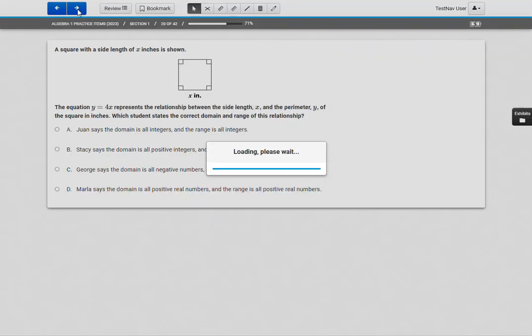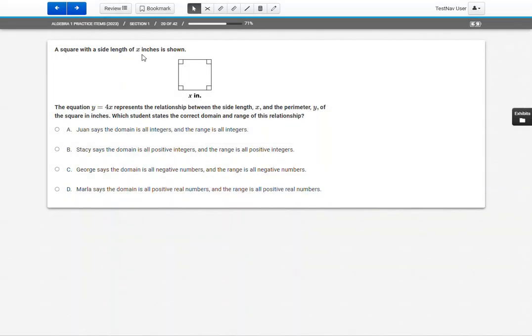There you go. Alright, a square with a length of x inches is shown. So this is x. If it's a square, then you know all sides are equal, so this is also x and so on. The equation y equals 4x represents the side length and the perimeter. So basically the 4x came from x plus x plus x plus x, which is 4x.